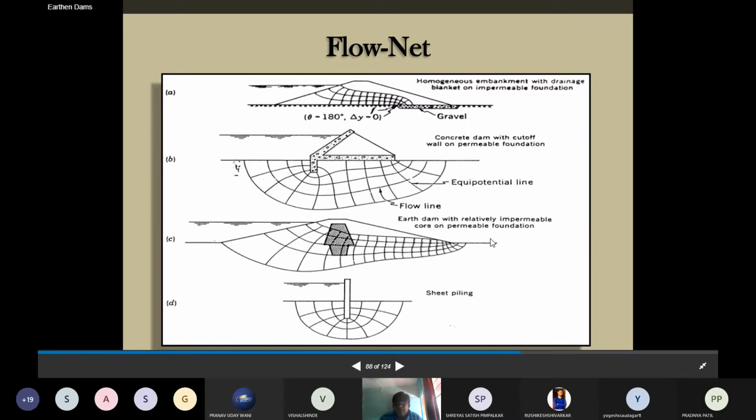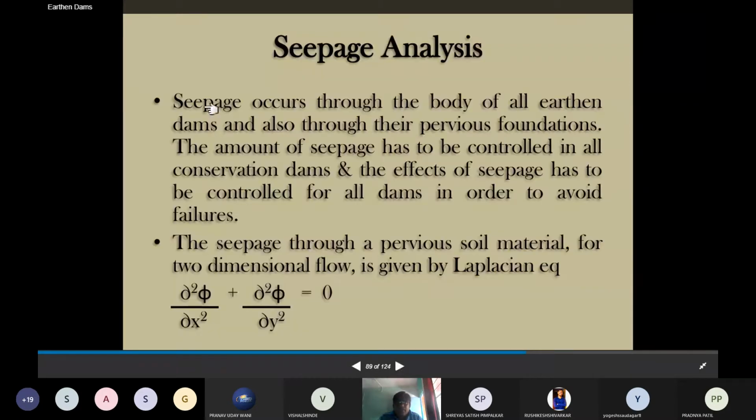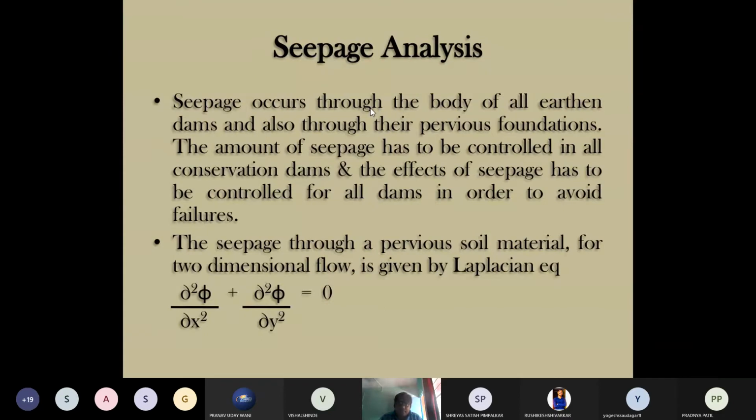Then earthen dam with relatively impermeable core on permeable foundations. For an impermeable core, you have to observe that all the flow lines are located within the section of the dam. And also this is the seat piling, where the flow pattern can be observed below that seat pile. Then coming towards the next part, that is the seepage analysis based on this flow net.